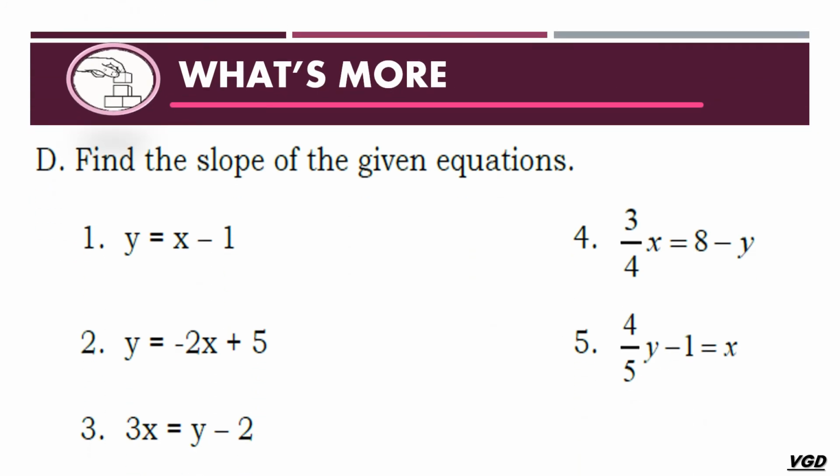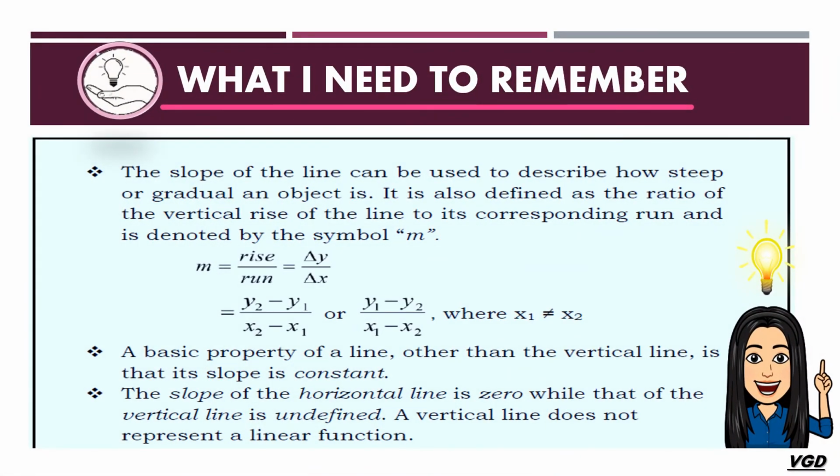So we have D. Find the slope of the given equations. Number 1, y equals x minus 1. 2, y equals negative 2x plus 5. 3, 3x equals y minus 2. 4, 3/4 x equals 8 minus y. And number 5, 4/5 y minus 1 equals x. And that's it for our activities. I know you can do it, so just do your best, alright?